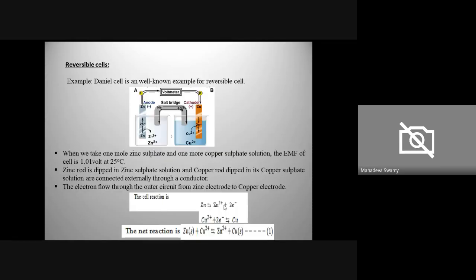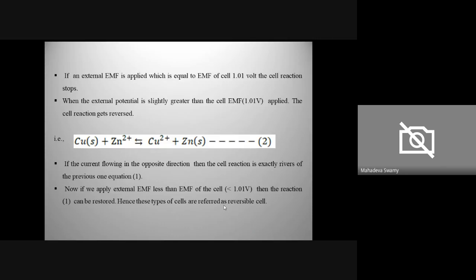In equation 1, Zn plus Cu2+ gives Zn2+ plus Cu. If you apply a voltage greater than the cell potential, or cell EMF, the reaction is completely reversed: Cu plus Zn2+ gives Cu2+ plus Zn. If the current flows in the opposite direction, the cell reaction is exactly the reverse of the previous equation.